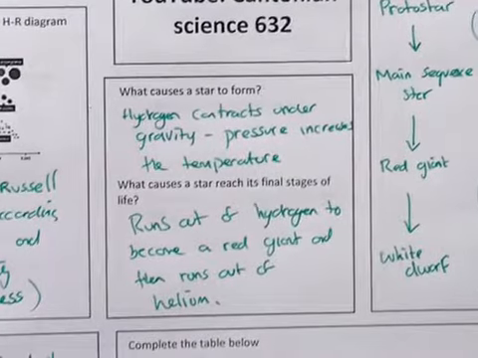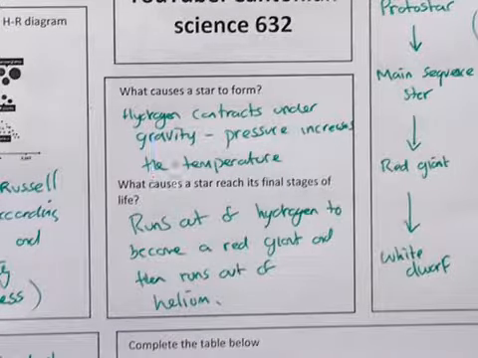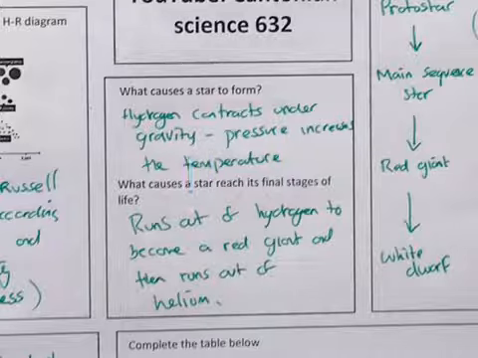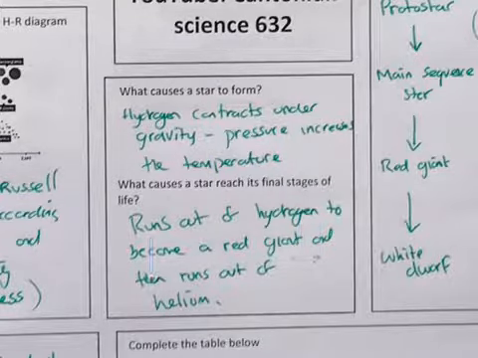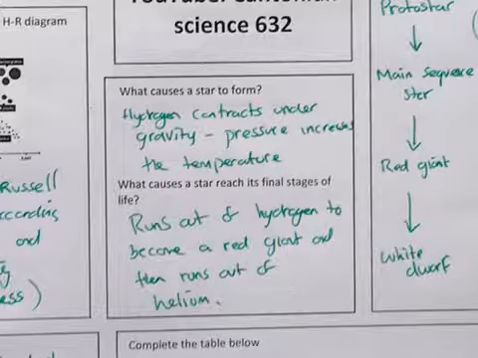What causes a star to form? Hydrogen contracts under gravity, pressure increases the temperature there. What causes a star to reach its final stages? It runs out of hydrogen to become a red giant, and then runs out of helium. I hope this all fits in one video.